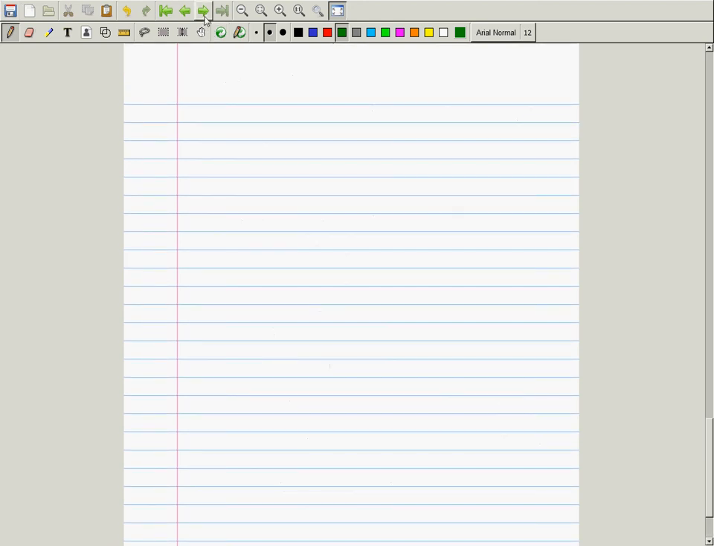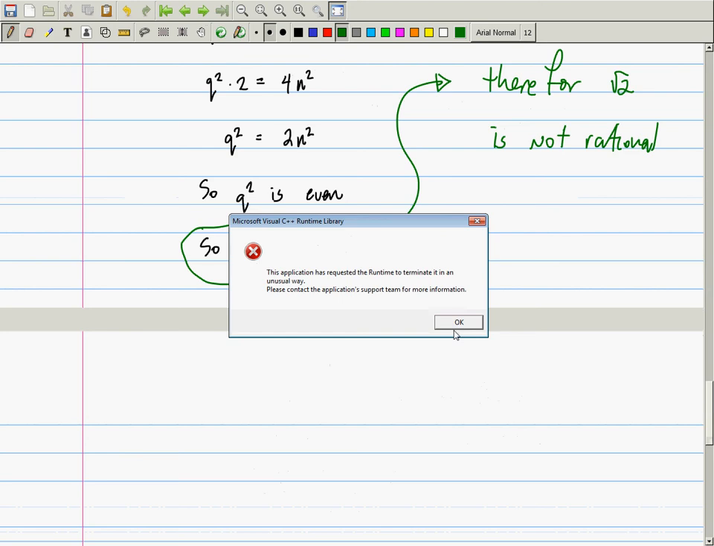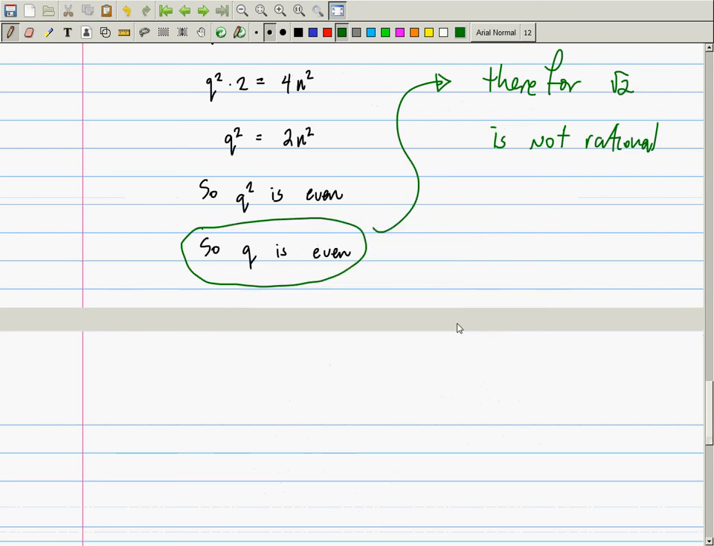Okay, so this is now going to be properties of the real numbers. Oh, great, yes, it's going to crash. Okay, so while it's crashing, we'll shoot the breeze.